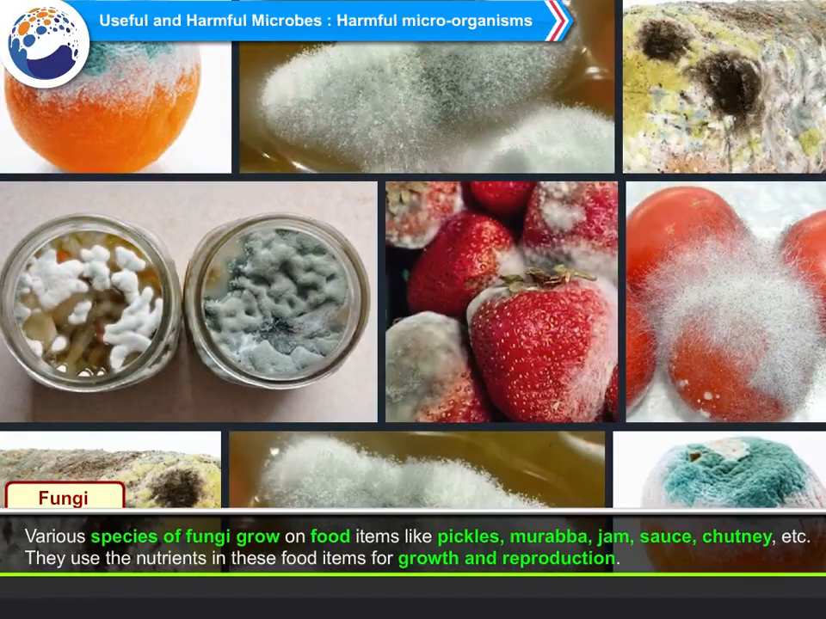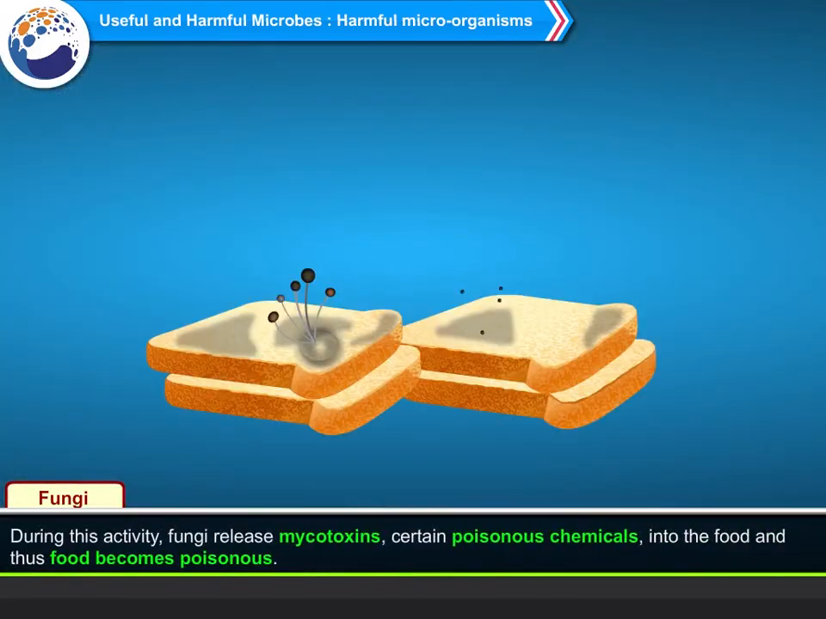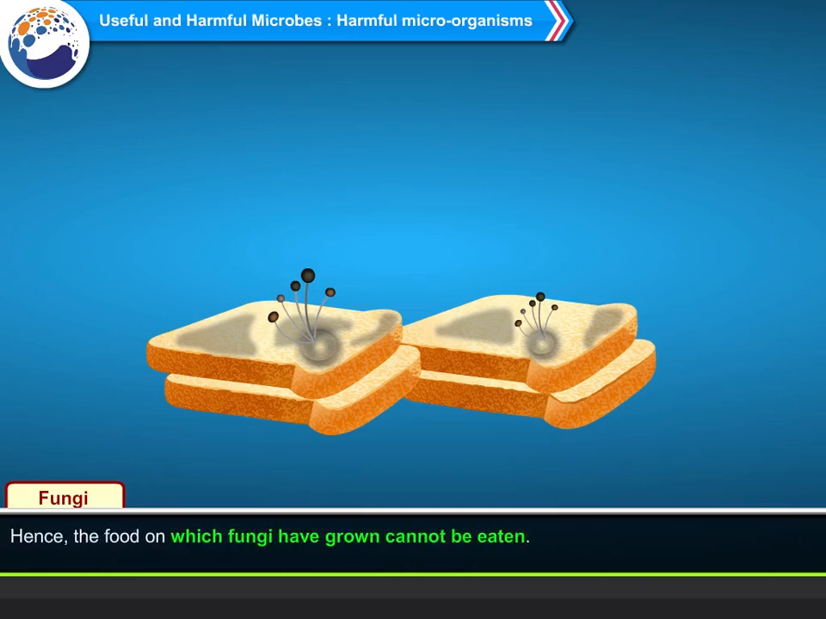Various species of fungi grow on food items like pickles, murabba, jam, sauce, chutney, etc. They use the nutrients in these food items for growth and reproduction. During this activity, fungi release mycotoxins, certain poisonous chemicals, into the food, and thus the food becomes poisonous. Hence, the food on which fungi have grown cannot be eaten.